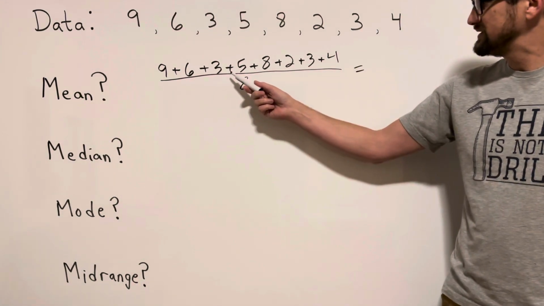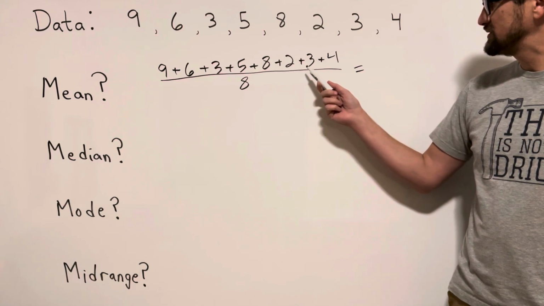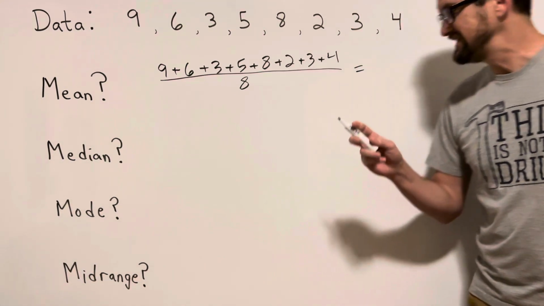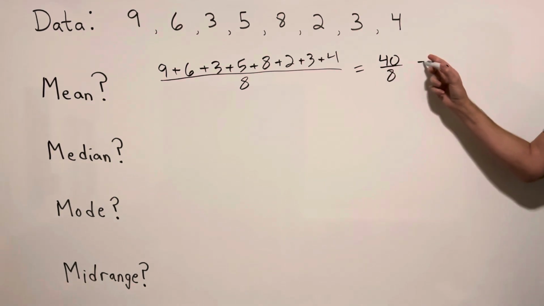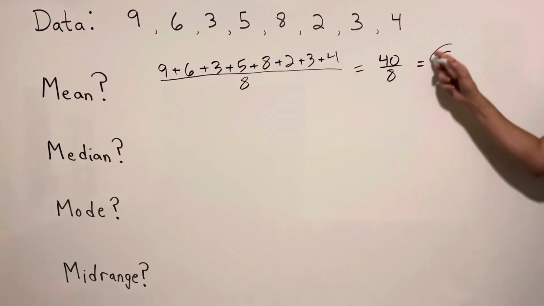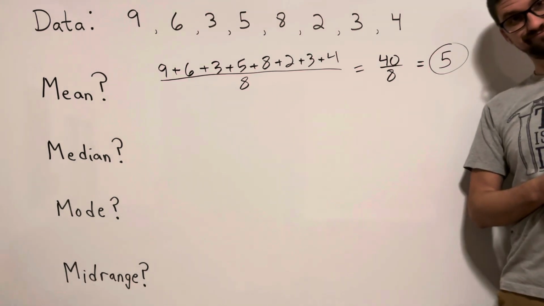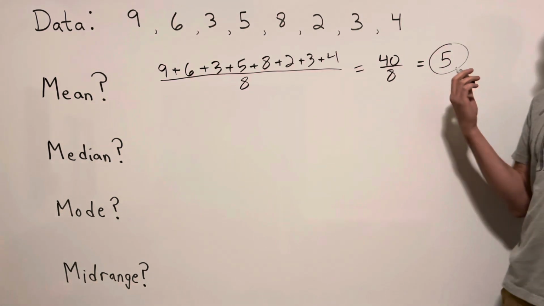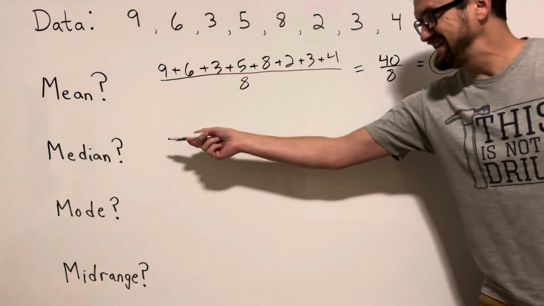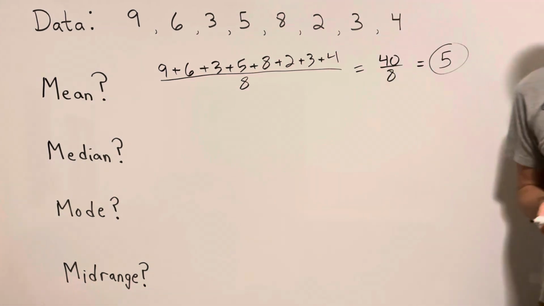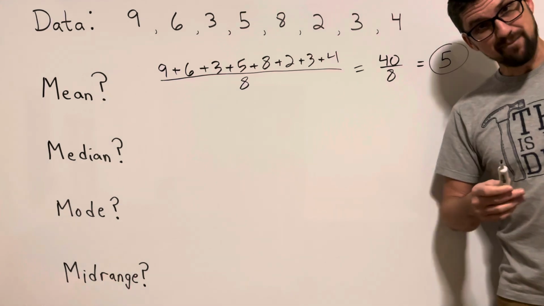9, 6, 3, 5, 8, 2, 3, 4. Those add up to 40. So 40 divided by 8 gives you a mean of 5. That's the average. All right, the median is the middle number when you line up the data.